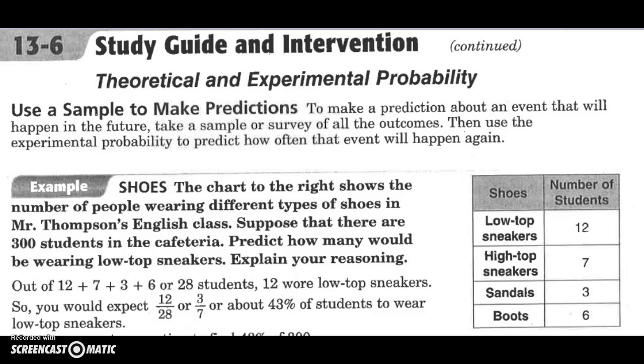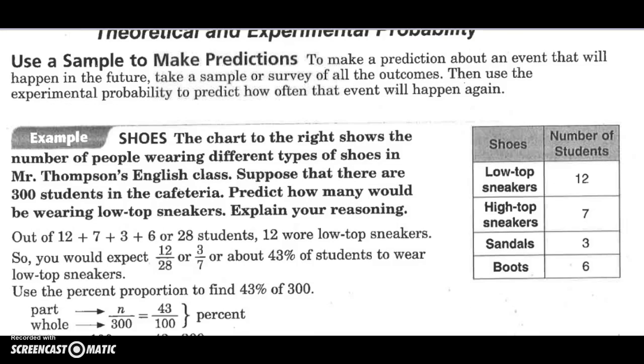Alright, and on the back we're still talking about theoretical and experimental probability, and here we're going to use a sample to make predictions. To make a prediction about an event that will happen in the future, take a sample or a survey of all of the outcomes. Then use the experimental probability to predict how often that event will happen again. So again, it's here in chapter 13 because it's talking about taking a survey, collecting data, and then we're going to use that data to calculate the experimental probability.